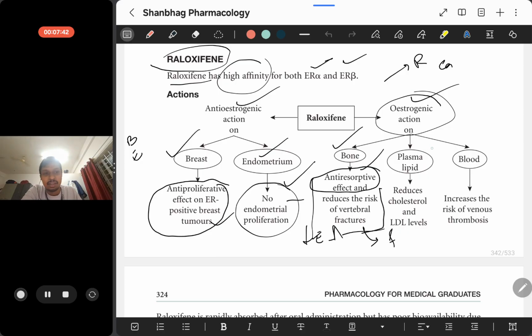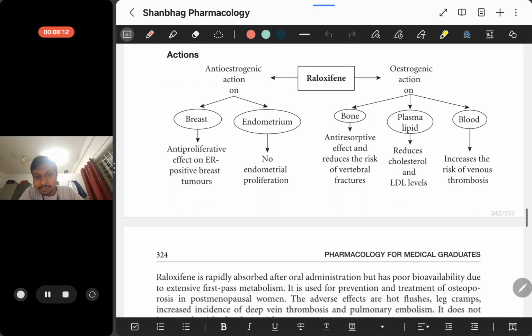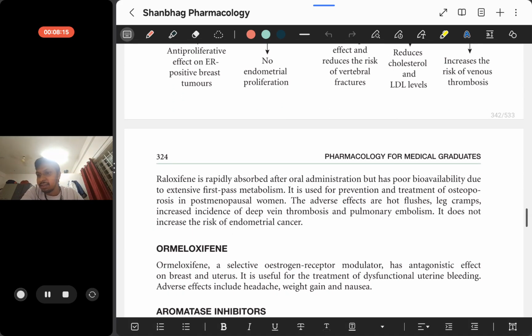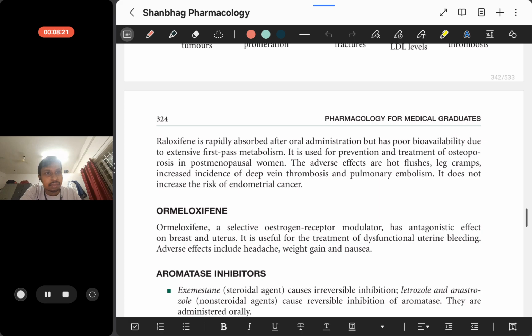Then as usual, in plasma lipids, it reduces cholesterol and LDL levels. Since there is a lower LDL level, there are fewer cardiogenic side effects. But in the blood, it increases the risk of venous thrombosis. This is to be noted. Friends, each and every drug has its own uses as well as adverse effects. We need to treat accordingly by looking at the condition of the patient carefully. So now let us proceed further to the pharmacokinetics.